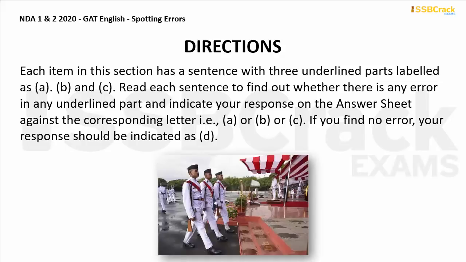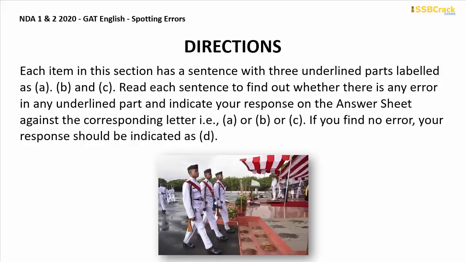So basically, a sentence is given and the sentence is divided into three parts which have been marked as A, B, and C. First, you need to find out if there is any kind of grammatical error in any part of the sentence. So, for example, if part B of the sentence has any kind of grammatical error, your answer will be option B. If you find no error at all in the sentence, then your answer will be option D, which is no error.